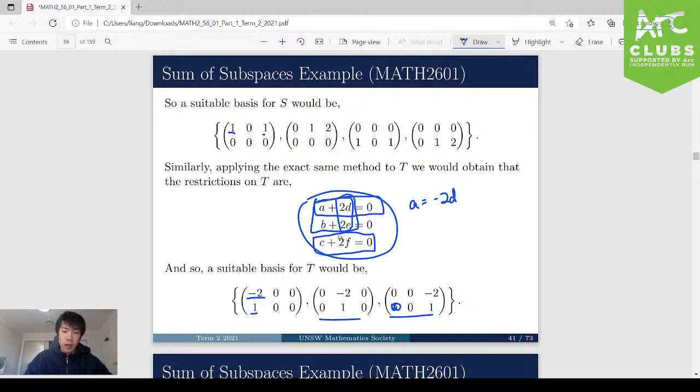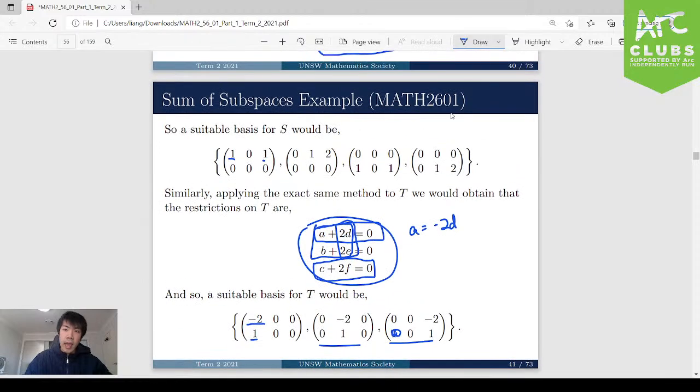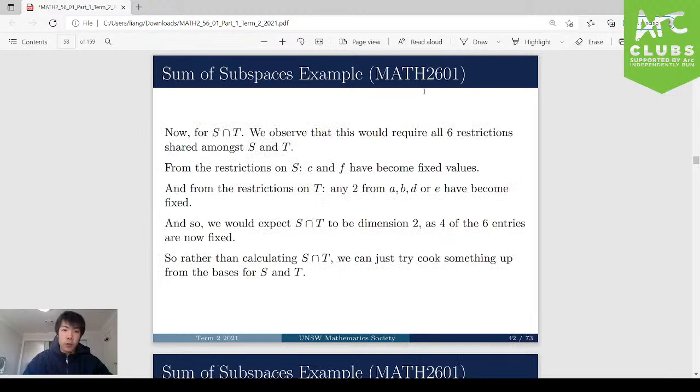So in the end, no matter how you try to fix your entries, S intersection T will always only have 2 free parameters. Once you choose 2 of your entries, then everything else must become fixed. And so we have S intersection T is of dimension 2, as 4 of the 6 entries will become fixed when you choose any 2 of them. So rather than calculating S intersection T, we'll just try to cook up 2 matrices that will make it work.